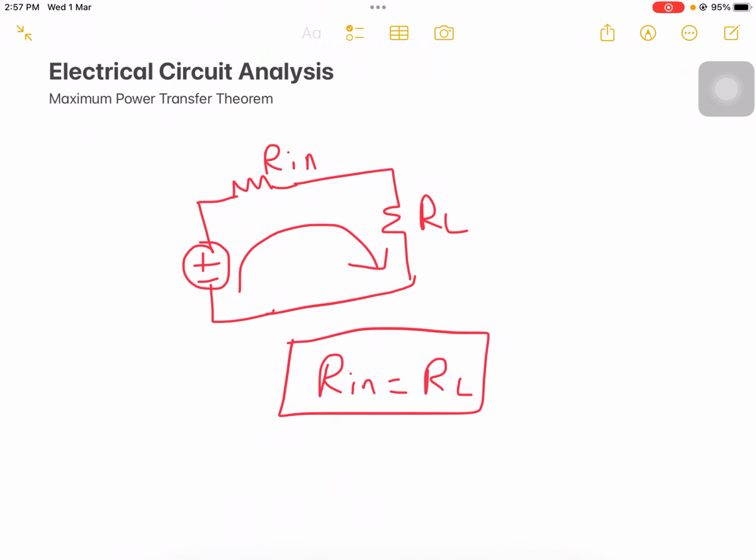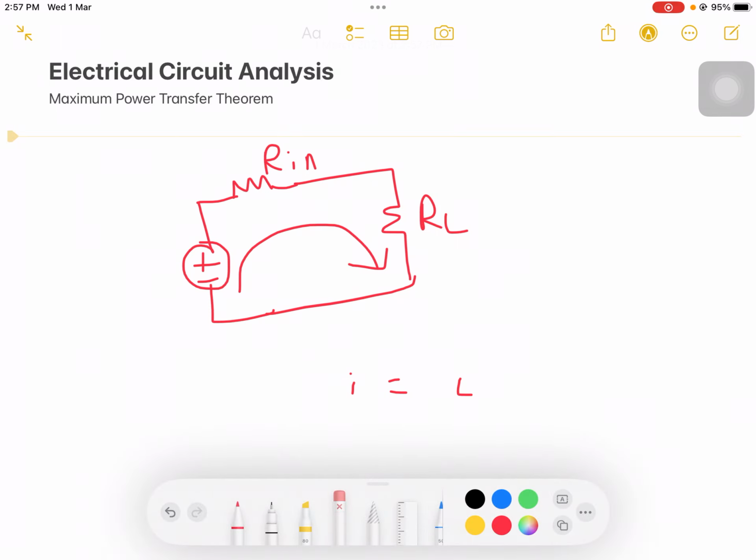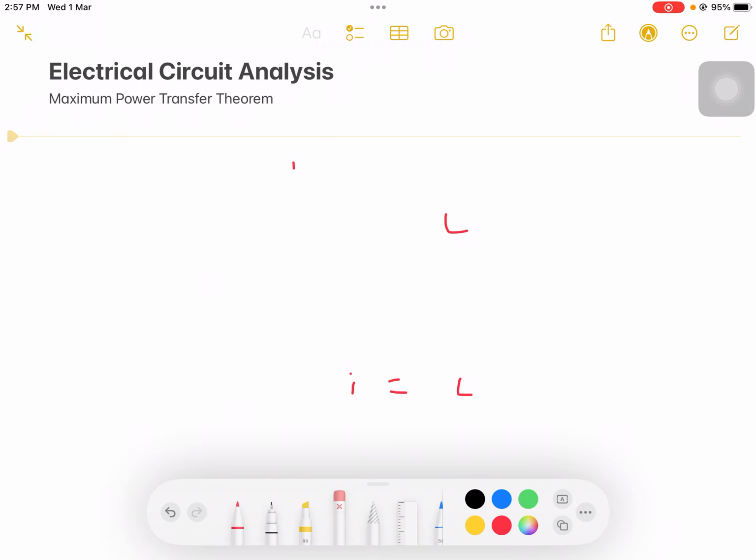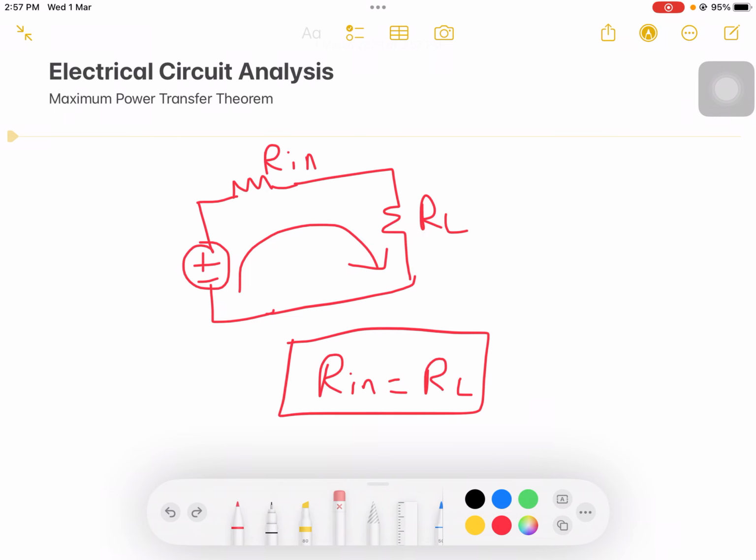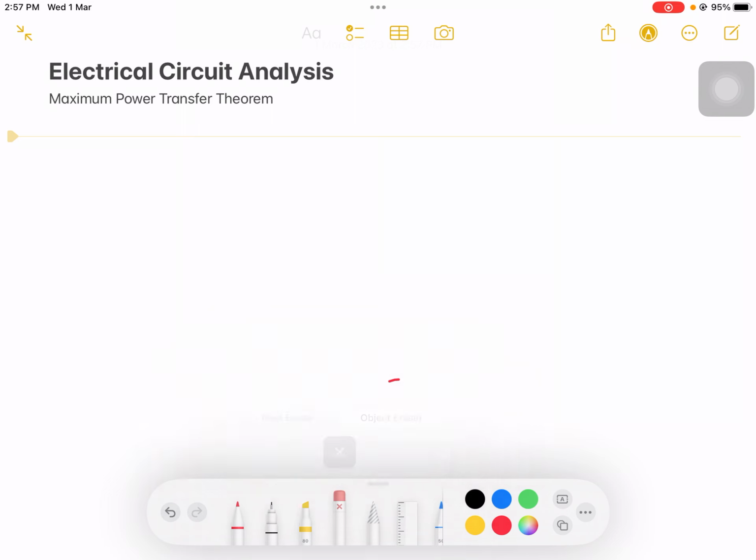So let us take a simple problem and we'll try to analyze how this maximum power transfer theorem will be solved for a given circuit. I'll take a simple problem, which has a source of 100 volts, which is an AC source, 100 volts at an angle 0. The polarity of the voltage source is given upward.